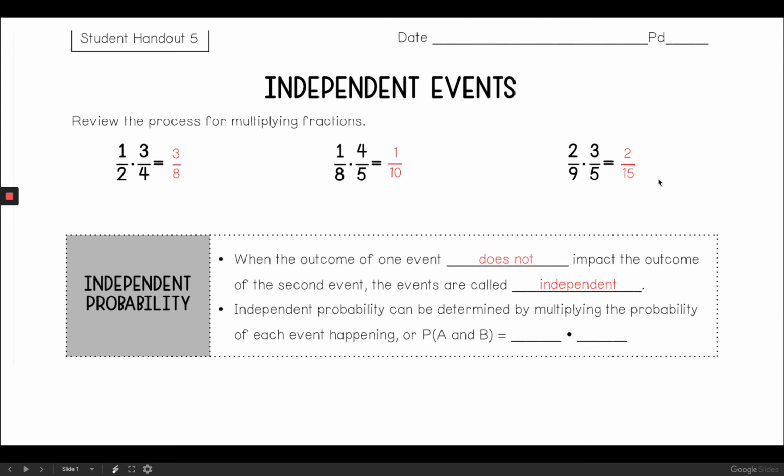But if I were to take coins out of a bag, if I take a coin out of the bag and I leave it out of the bag, that changes the results of the second time I pick. So you have to know the difference between independent and dependent. Now, independent probability can be found really quickly by multiplying the probabilities. It says here the probability of A and B. So we would say the probability of A times the probability of B. And that's going to look identical to this process up here. We're going to find the probability as a fraction, and then we're going to multiply those two together.